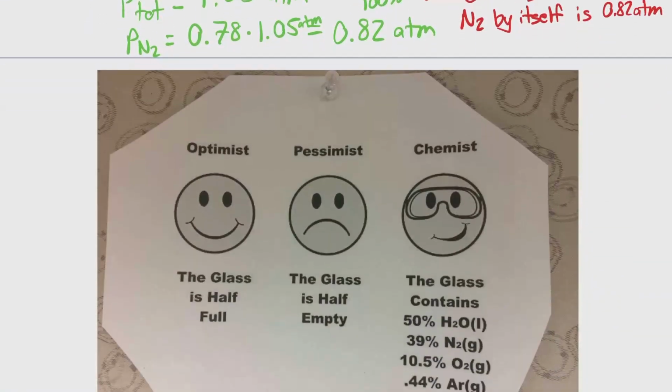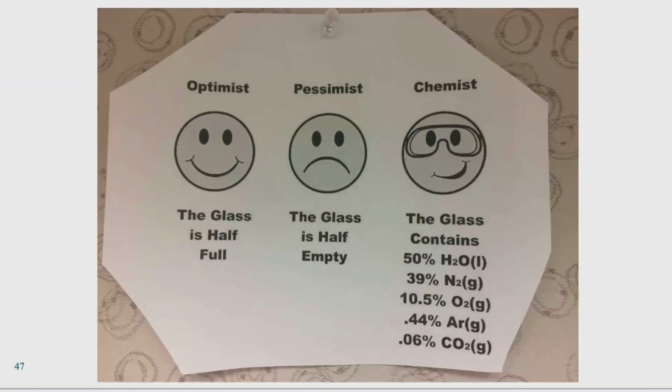And we've also got a joke for us. The optimist says the glass is half full. The pessimist says the glass is half empty. The chemist says the glass contains 50% H2O as a liquid, 39% N2 as a gas, 10.5% O2 as a gas, and some other things in there too. The glass is full. It's just half gas.